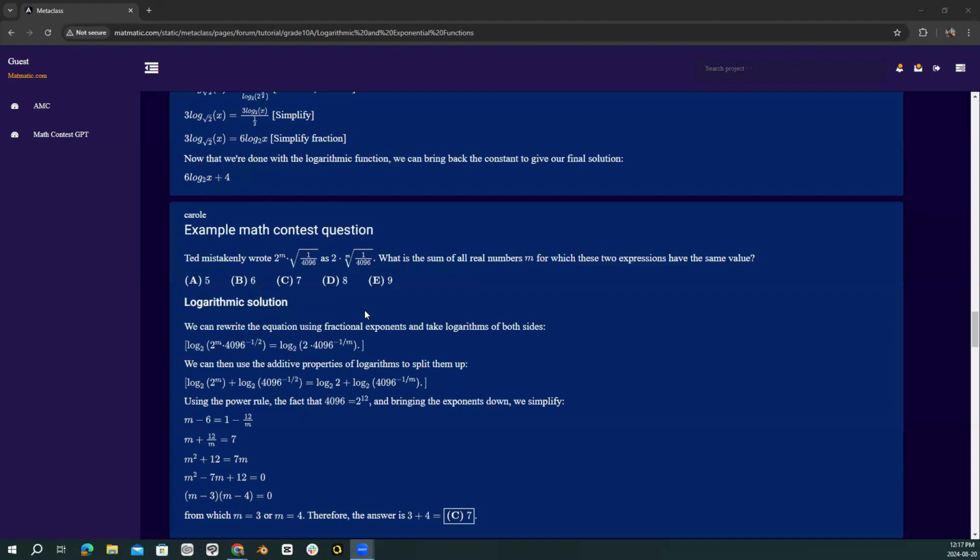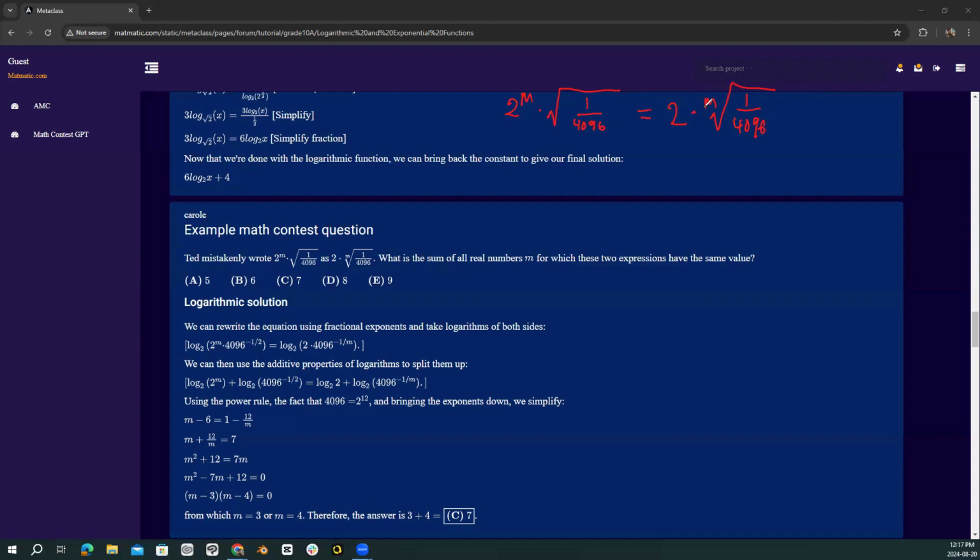So first we can rewrite our equation into logarithmic form. So 2 to the power of m times the square root of 1 over 4096 has to equal 2 times the nth root of 1 over 4096.